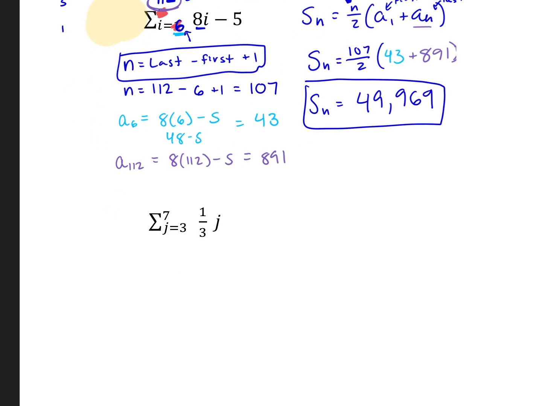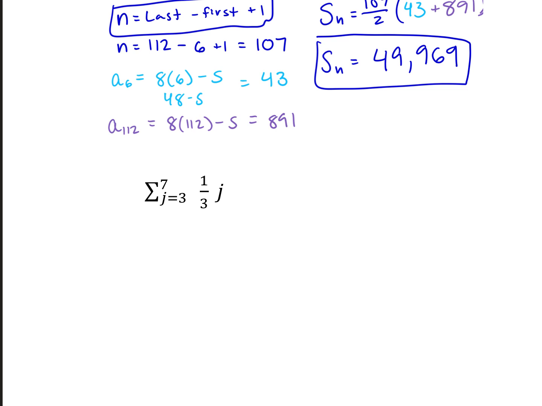Would the one right below it be arithmetic or geometric? Arithmetic. Geometric would be if it had an exponent. So just make sure you're able to identify the two.